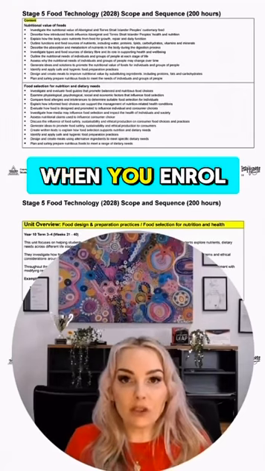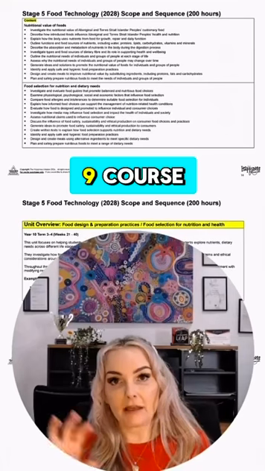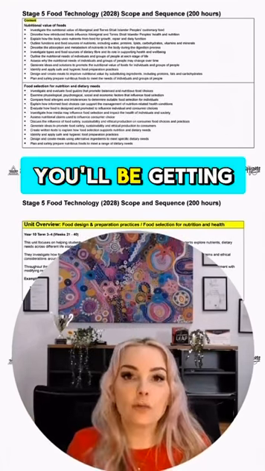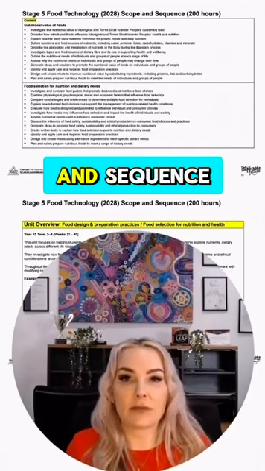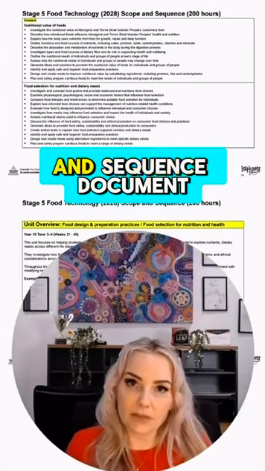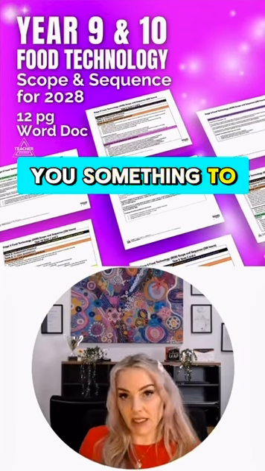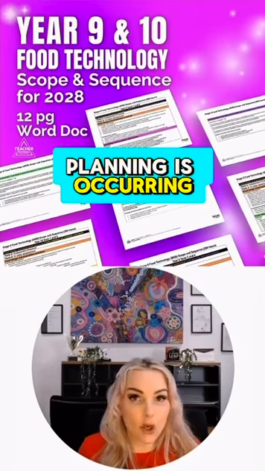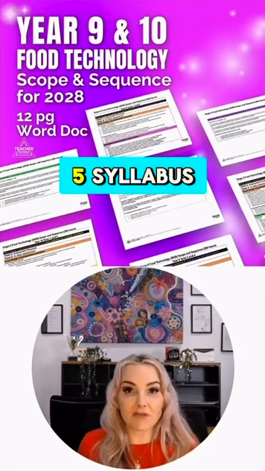However, when you enroll for the Year 9 course, which we'll be running at the end of 2026, you'll be getting an updated version of this scope and sequence because obviously as we do planning, more will go into the scope and sequence document. It will give you something to give to your head teacher so that they can see what planning is occurring for the Stage 5 syllabus.